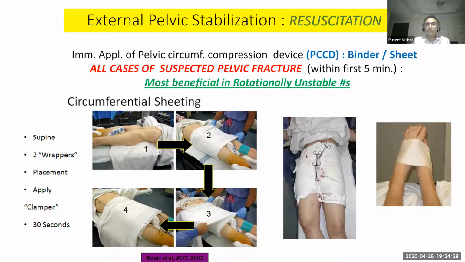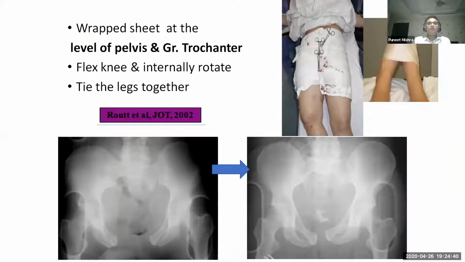even this will be effective even in posterior complex injuries or vertically unstable fractures also. At the same time, one has to remember that the sheet has to be at the level of pelvis and the greater trochanter and not above or below. You have to flex and internally rotate and tie the legs together for this to be effective, and that will effectively reduce the pelvic volume.